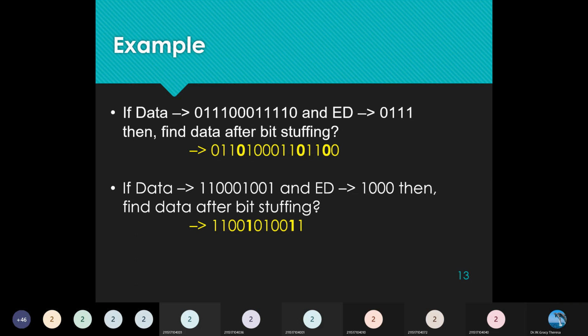So in this example, let me see. Here 1 1 1 0 0, and we are stuffing 1 followed by the remaining bits of characters. Because there are three zeros, when 2 zeros are encountered, one bit 1 is going to be stuffed. This is normally the example of character stuffing as well as bit stuffing.